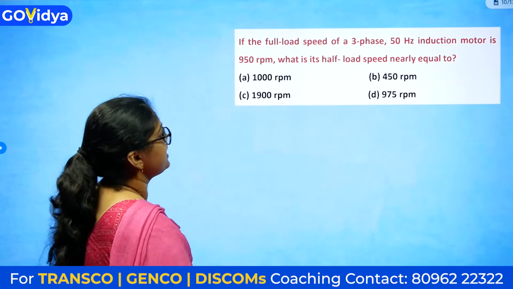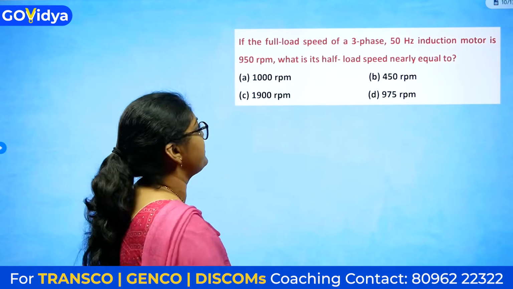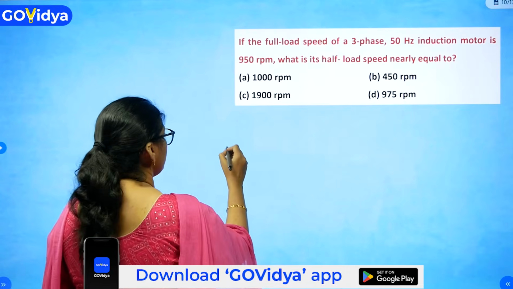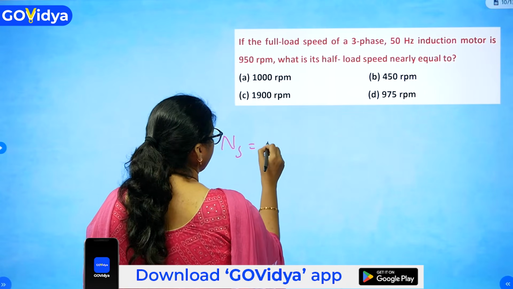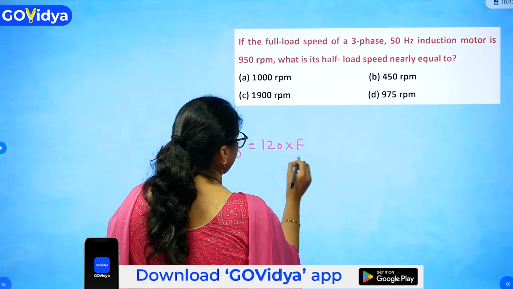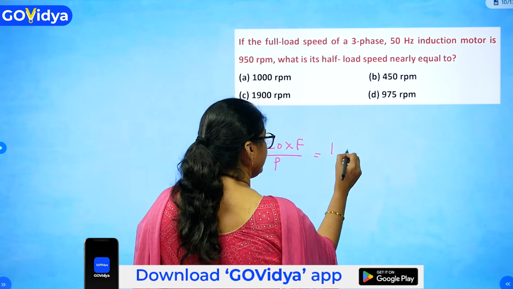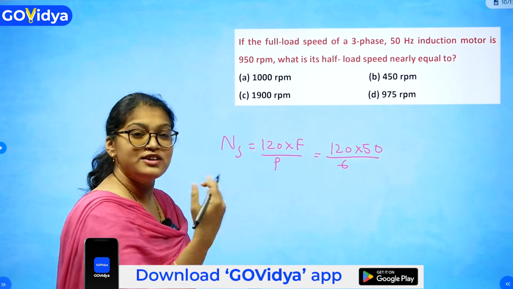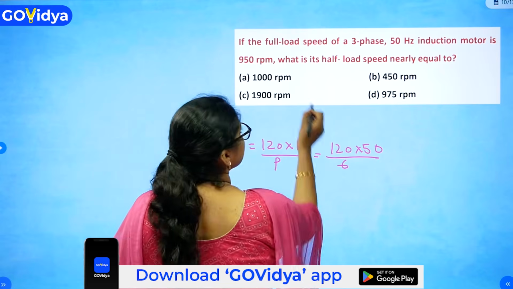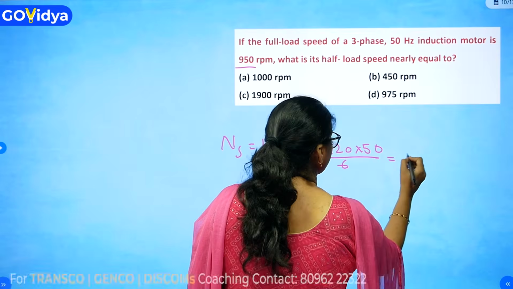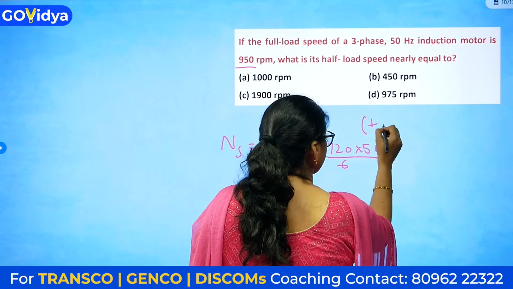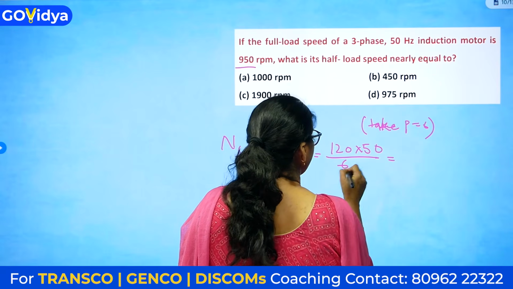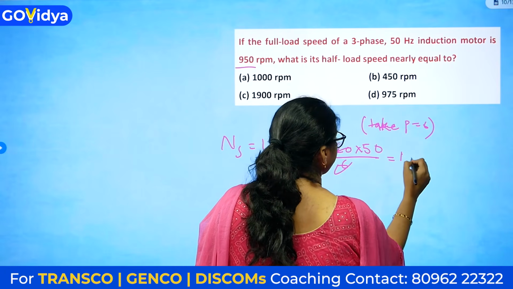If the full load speed of a 3-phase 50 Hz induction motor is 950 rpm, what is the half load speed nearly equal to? So NS is equal to 120 F by P. So 120 into 50 by P; we will assume 6 poles, because that gives a speed nearly equal to 950 rpm. So we take P is equal to 6. You will get 1000 rpm.